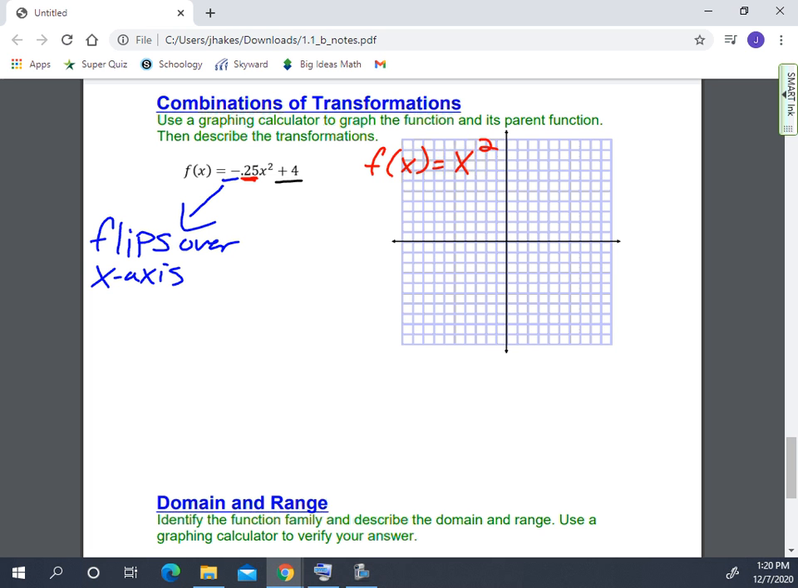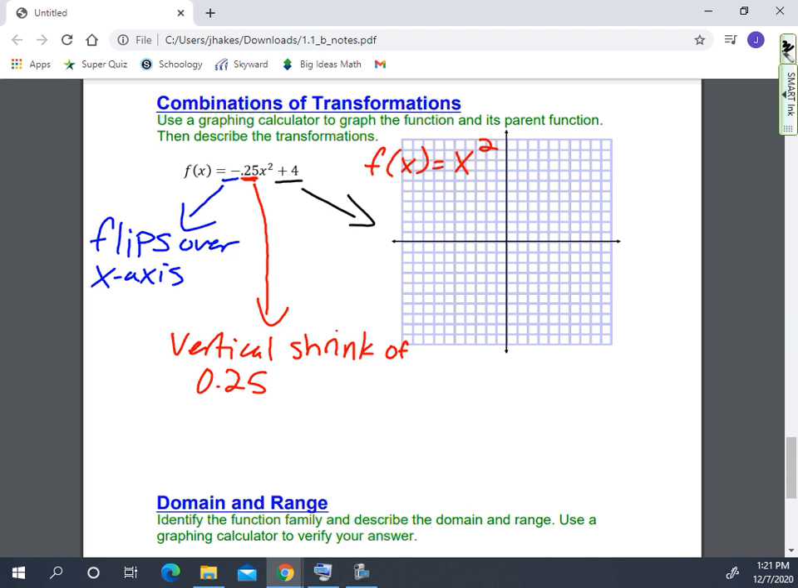Okay, when we multiply by a number that's less than 1 but bigger than 0, it gets wider, right? So it looks like we're pushing down on that parent function, and it's squishing it. We call that a vertical shrink of 0.25.